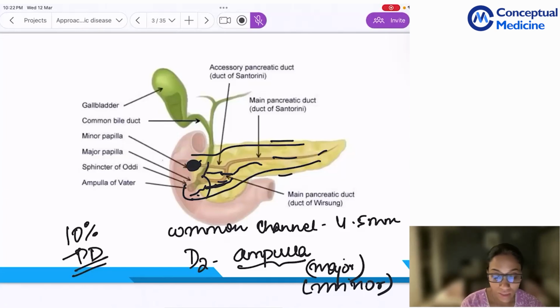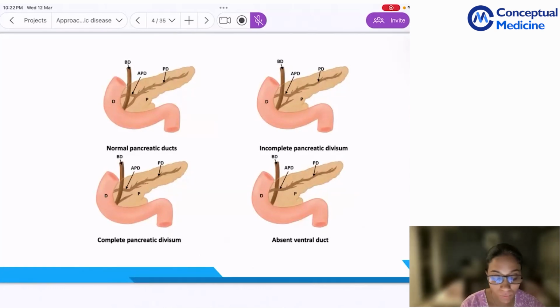Out here, you can see this is the normal one. You have the main pancreatic duct, and the accessory duct joins it together, and they open along with the CBD into the major papilla. But when there is a discontinuation here, see, you can see this. Here there is a total discontinuation. Here there is a partial discontinuation. Here it is totally absent.